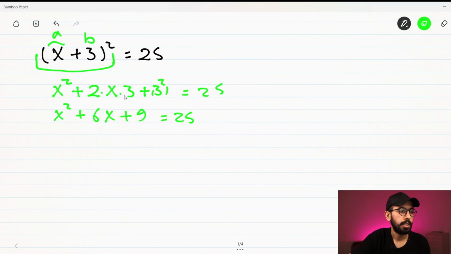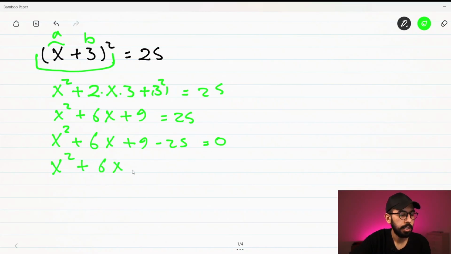Now we need to put this equation equal to 0. So we need to move this 25 to the other side with a negative sign. x squared plus 6x plus 9 minus 25 equals 0. So 9 minus 25 is minus 16. x squared plus 6x minus 16 equals 0. So now it is a quadratic equation.